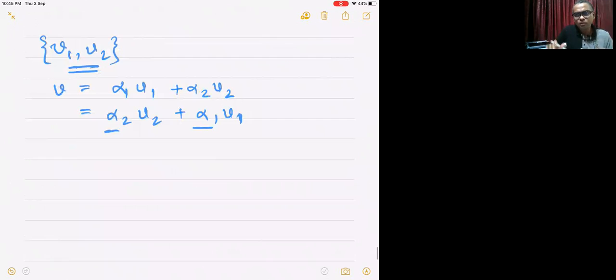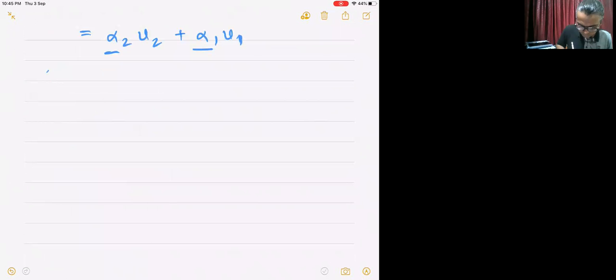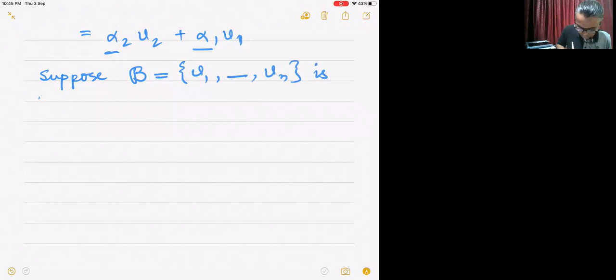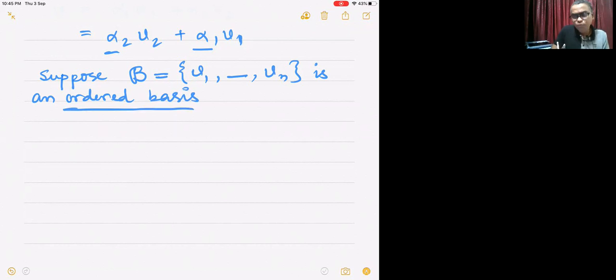So let me do it formally now. What we're trying to say here is the following. Suppose B equal to v1 up to vn is an ordered basis. So far we have not used this term ordered basis, but that means I'm considering v1 to be the first vector, v2 to be the second vector, and so on. I'm saying first, second, third, this order I'm putting. In that scenario, it's called an ordered basis.